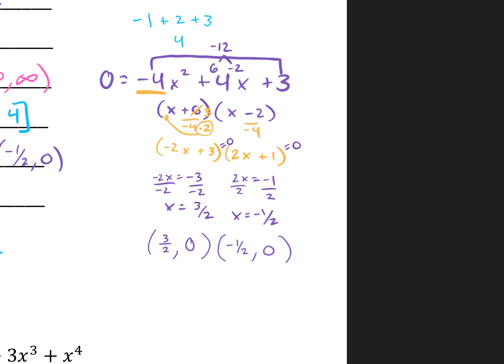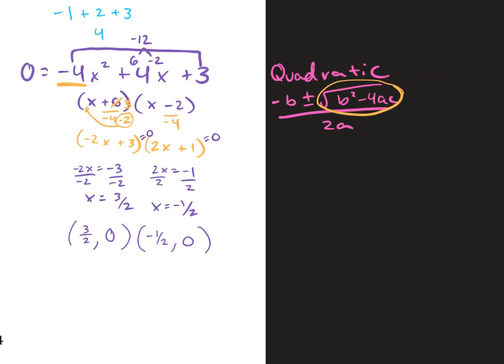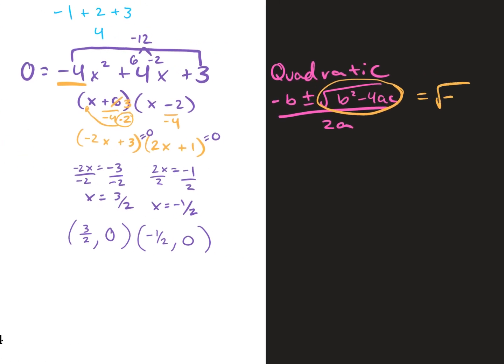Let's say we did the quadratic formula and underneath our radical, we ended up with a negative under it. What does that mean? Imaginary. So if I have an imaginary x-intercept, what does that mean? You don't have an x-intercept. So if you have a negative under the radical, that means there is no x-intercept.